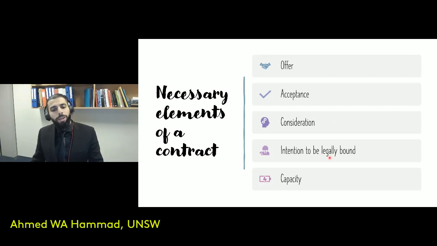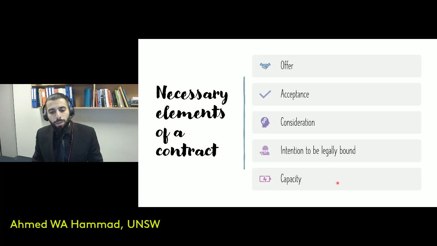The fourth element necessary for establishing a contract is that there has to be an intention to be legally bound by both parties. And this is a very important aspect. Without the intention, even if both parties had signed contracts, if the intention was lacking to be legally bound, then the court would find that the contract is non-enforceable. So there was no contract to be enforced.